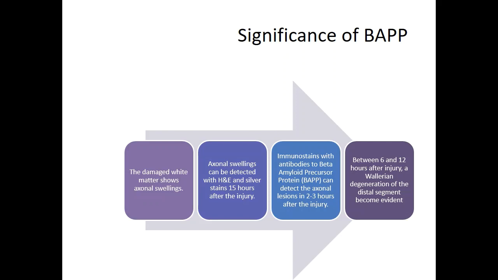It must be noted that the damaged white matter shows characteristic axonal swelling and axonal spheroids, which can be detected on HNE and silver stains, particularly 15 hours after the injury. But immunostains with antibodies, particularly against BAP, that is the beta amyloid precursor protein, can detect the axonal injury in about 2 to 3 hours after the insult. Between 6 to 12 hours after the insult, a characteristic Wallerian degeneration, as we've already discussed, develops.